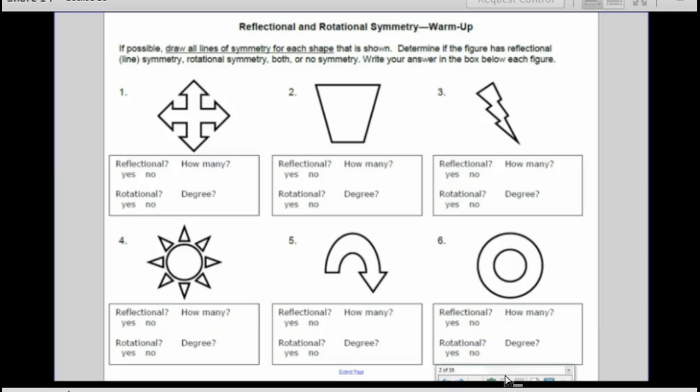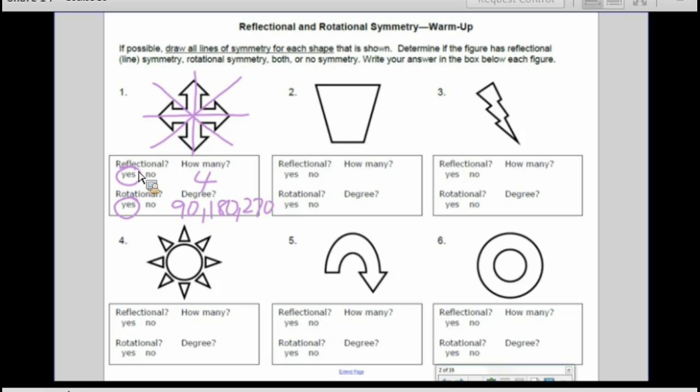Right, number 1. Reflectional, yes. How many? 4. 1, 2. You can go diagonal. 3, 4. Rotational, yes. And the degrees are 90, 180, and of course 270, the ones that we are used to.